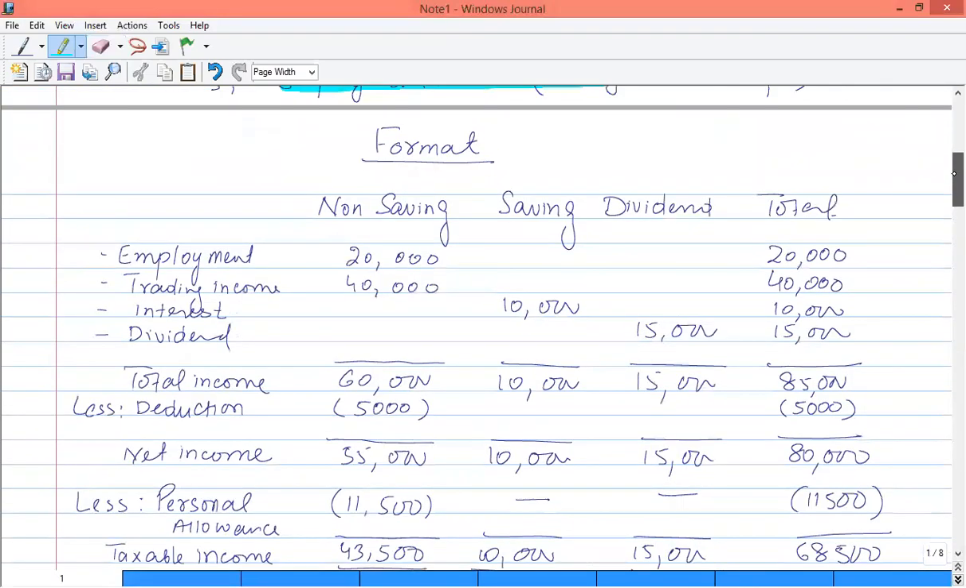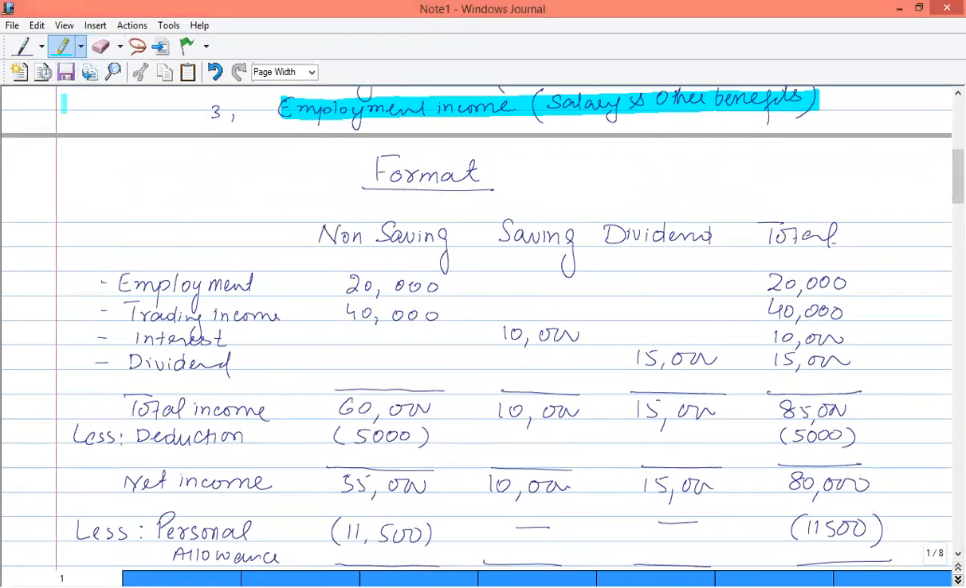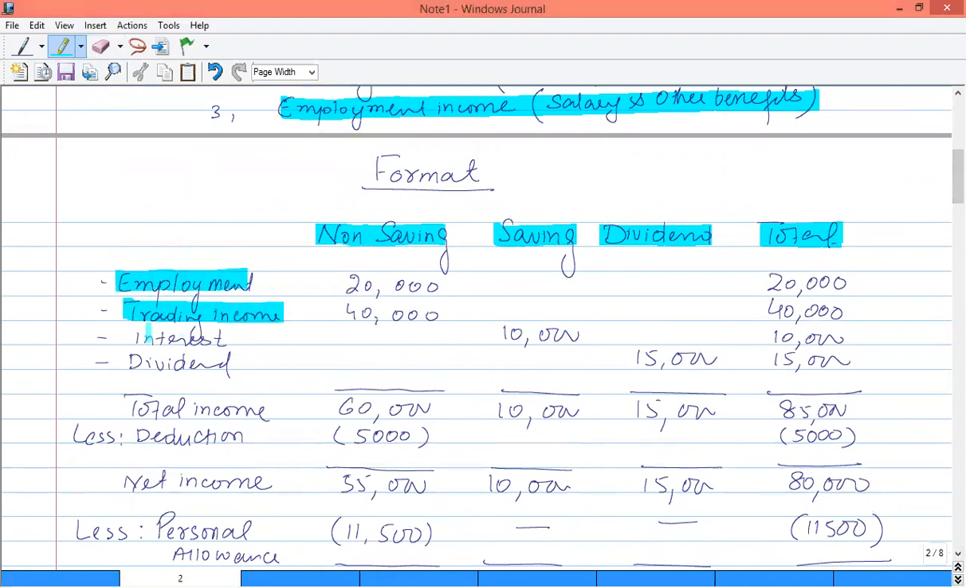Now, in order to calculate the income tax liability, first of all, understand the format of the income tax liability computation. First, we will consider the non-saving income, then the saving income and the dividend income, and there is a column of total income. List down all the incomes one by one and classify them in the relevant column. Now, combine all the income, and we get the value of total income, that is total non-saving income, total saving income, and total dividend income. That is the total income of an individual comprising all the sources.